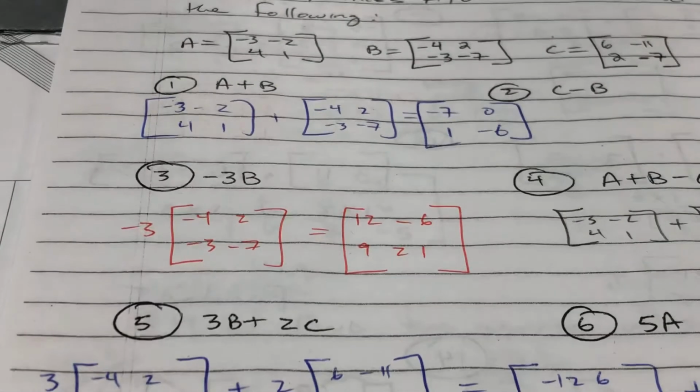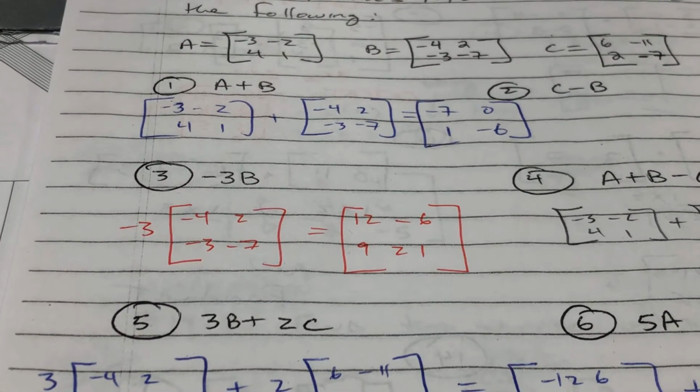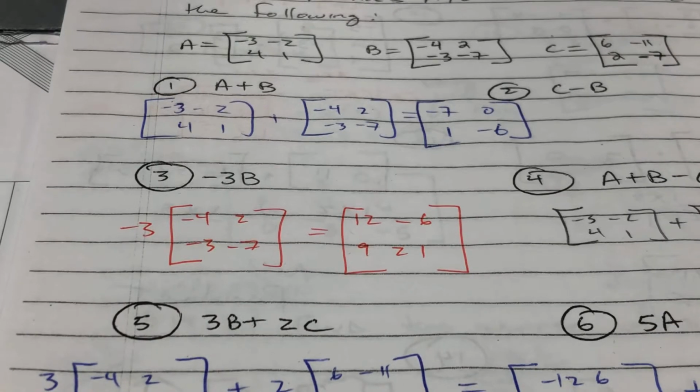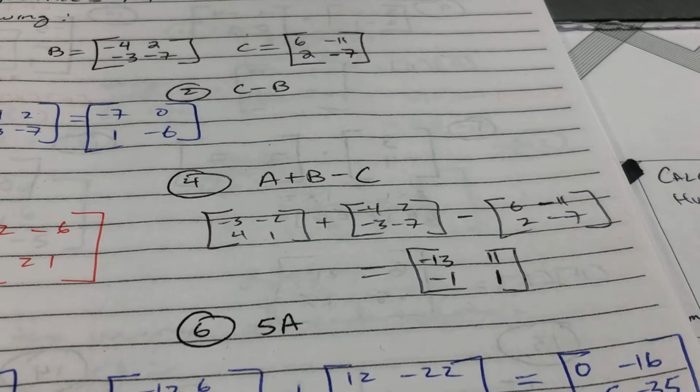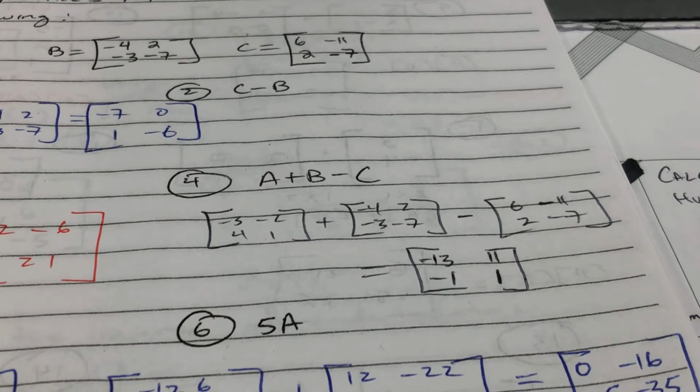Here on 3, take matrix B and multiply every element, every number inside, by -3. On 4, we write A, B, and C. We add A and B together while subtracting C. -3 plus a -4 minus 6. That's how I get -13.